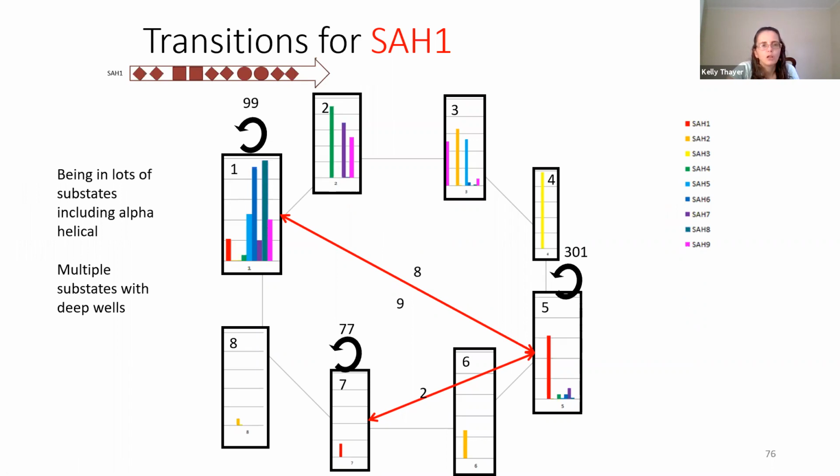So could doing lots of different things be great and helpful for binding? So no, because this one transitions between many, and we know that that was not the winner. So multiple substates with deep wells are not the way to go.